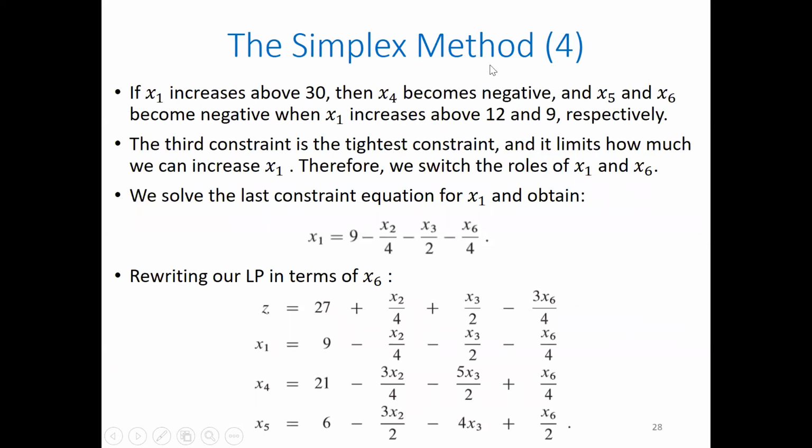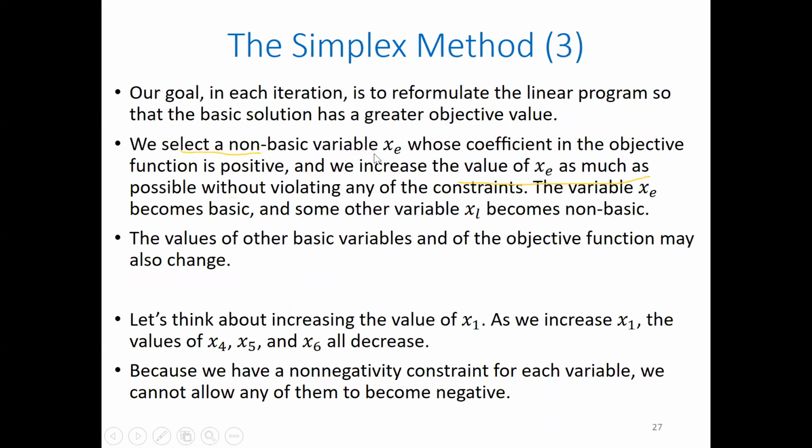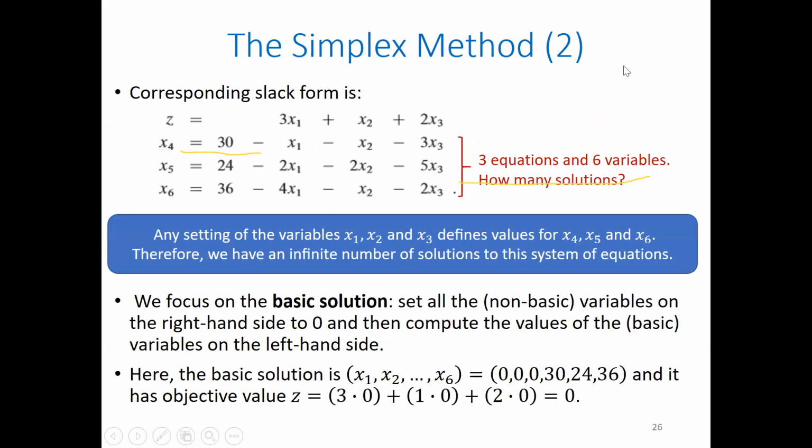I've written the same thing over here in words. If I take it to be 30, this is what happens: 12, 9, and the tightest limit is when x1 is equal to 9. Therefore, I choose the third constraint, and I switch the roles of x1 with x6. So going back over here, I divide this whole thing by 9, right? I'm sorry, I divide this whole thing by 4, not 9.